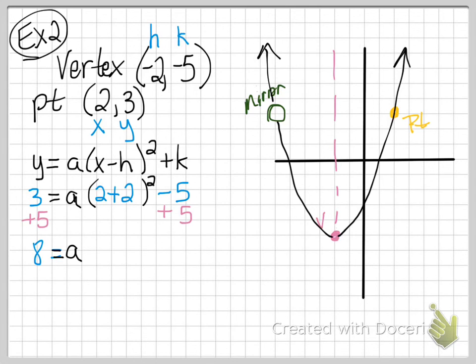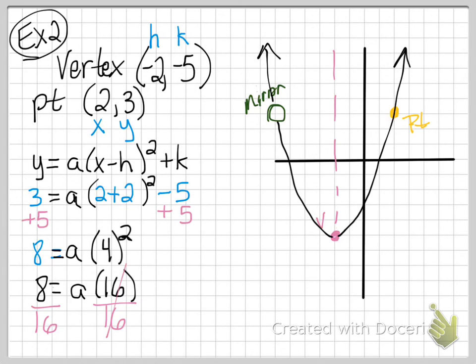Okay, now I got A. 2 plus 2 is what? 4. Oh, we got to square that 4. Don't forget the square. Okay? Alright, so now I'm ready to square my 4. Okay, so I have 8 still. I have my A, and 4 squared is 16. Well, I got to get rid of the 16, move it to the other side. So I'm going to divide by the 16.